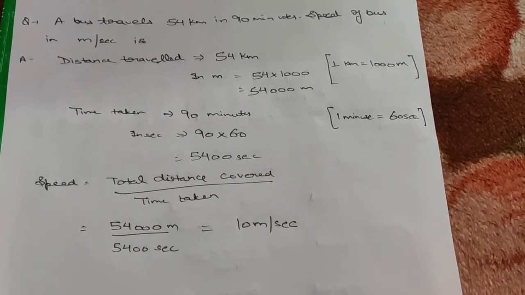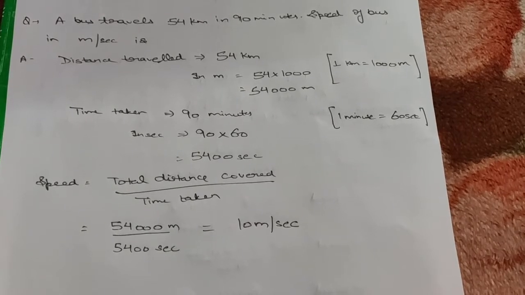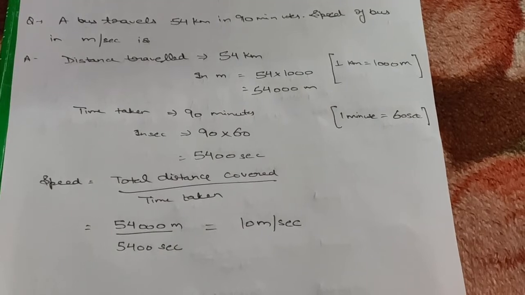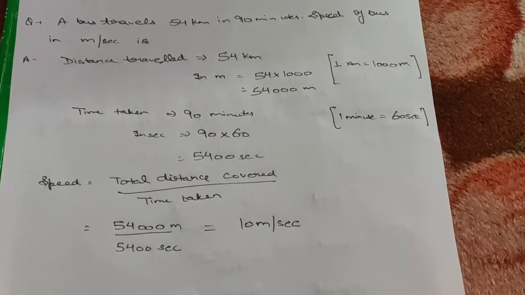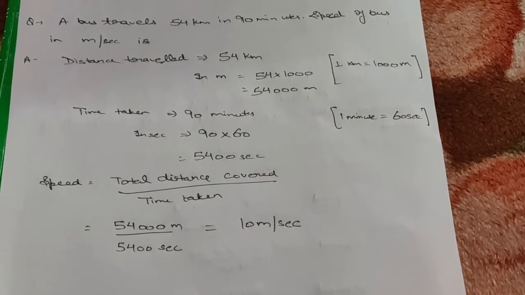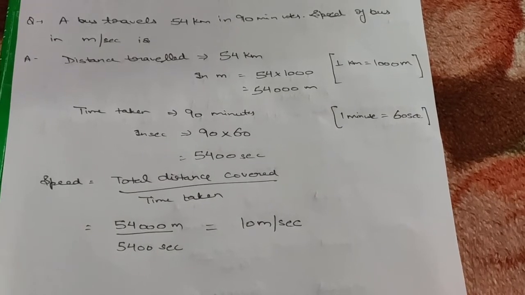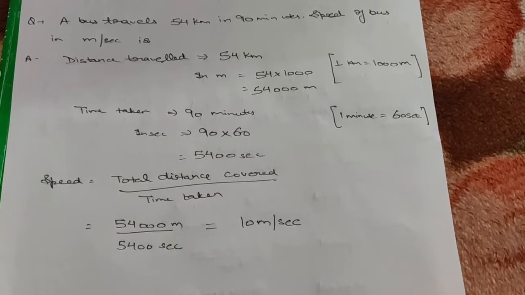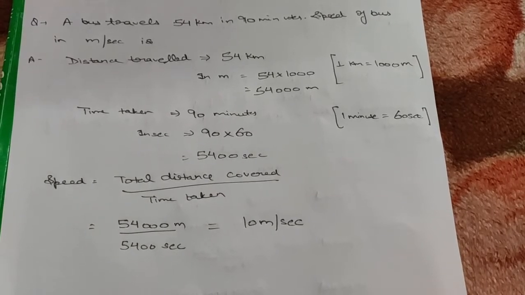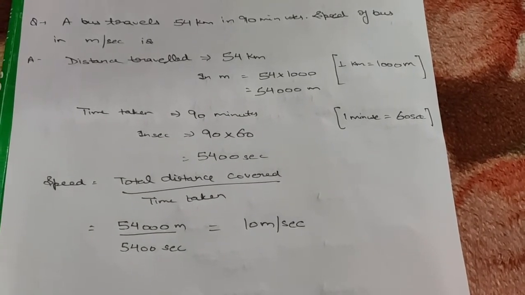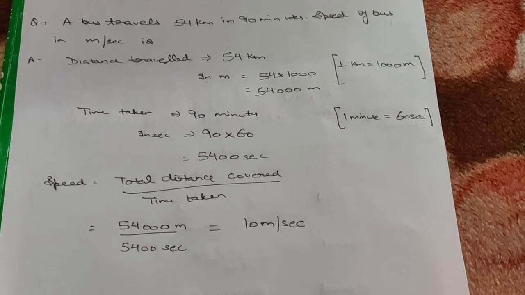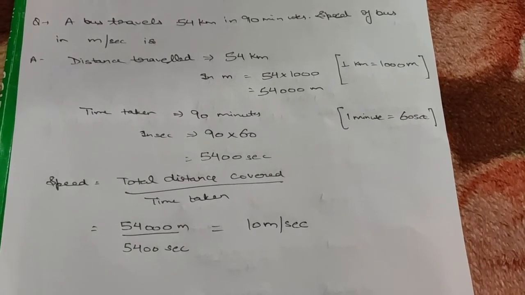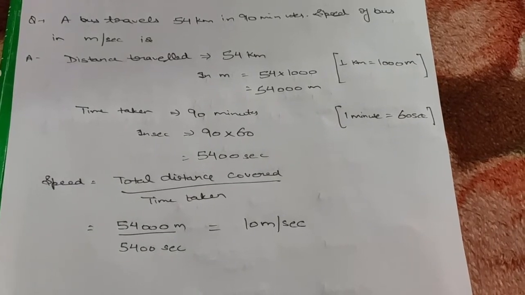Similarly, time taken is 90 minutes, but we have to calculate it in seconds. In 1 minute there are 60 seconds, so in 90 minutes it will be 90 into 60. That becomes 5,400 seconds. Now again, back to the formula of speed, that is total distance covered divided by the time taken. Total distance covered is 54,000 meter and time taken is 5,400 seconds. By solving, we get 10 meter per second.